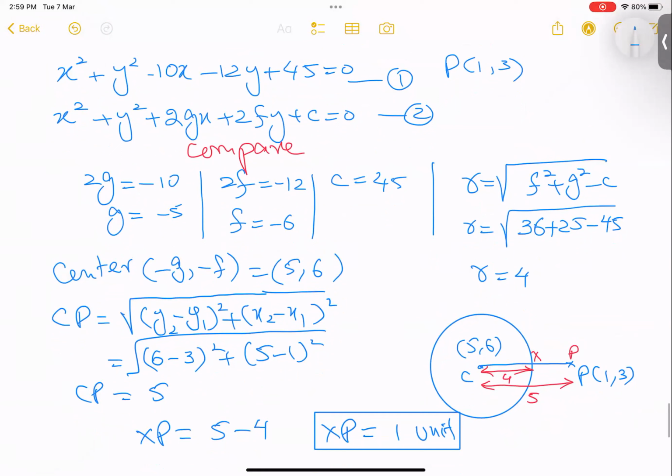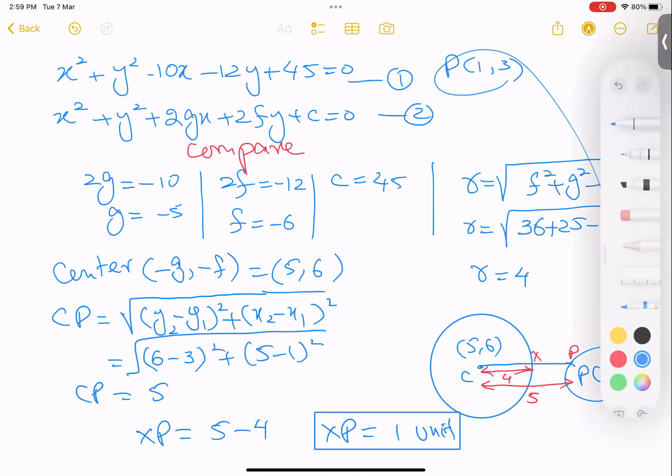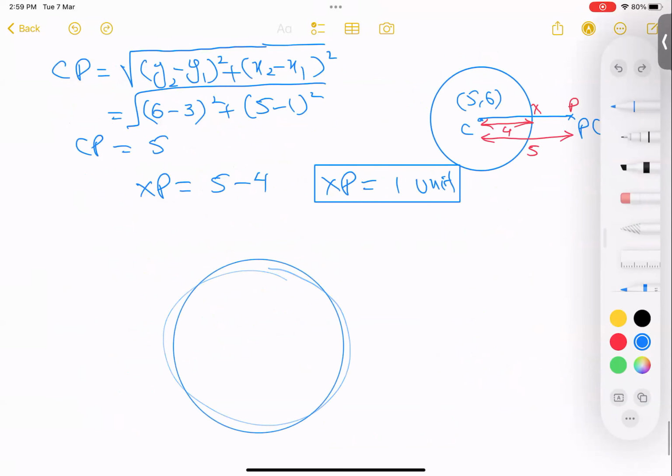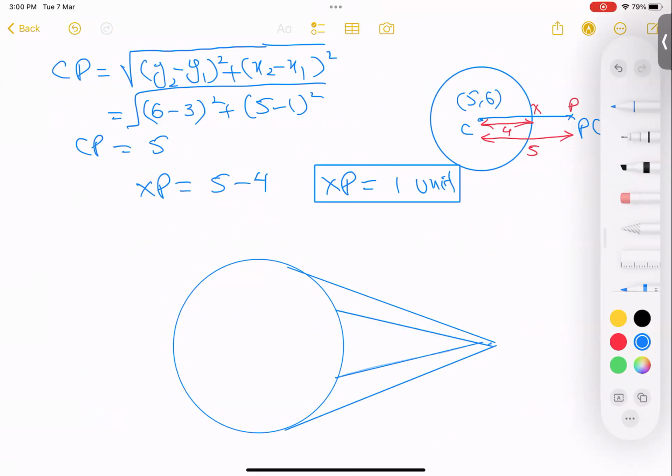So what was the question? I repeat: a point is given and a circle equation is given. First of all, we find the center and radius of the circle. Then he said find the shortest distance. When we need to find the shortest distance, for example, there is a circle and there is a point. Is this the shortest distance? No. Not at all. It is always this one that is called the shortest distance, and if we extend it further, it must pass through the center of the circle. So this distance is my target.